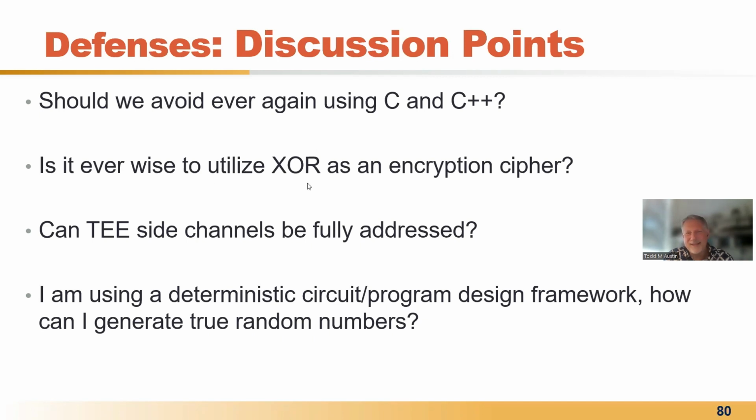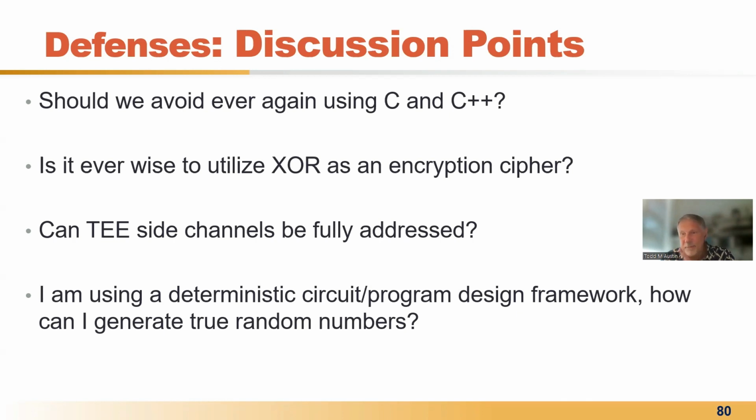Is it ever wise to utilize XOR as an encryption cipher? I would say definitely not. There's a couple of reasons why, right? Any disclosure reveals the key, right? Because the key XORed with a thing is the encrypted thing. Well, the encrypted thing XORed with the knowledge of what that thing should be is the key, right? That's the associative property of XOR.